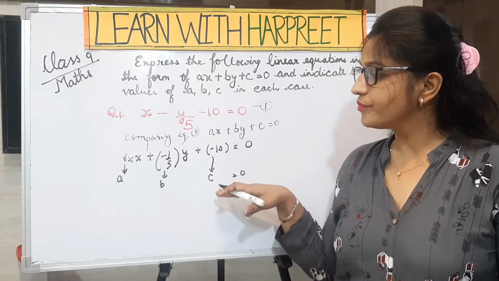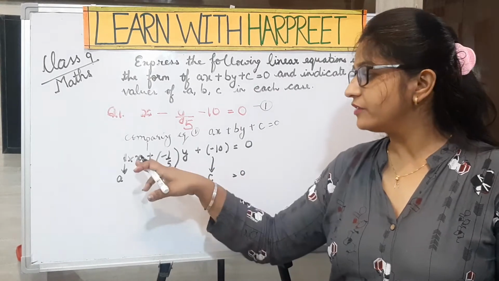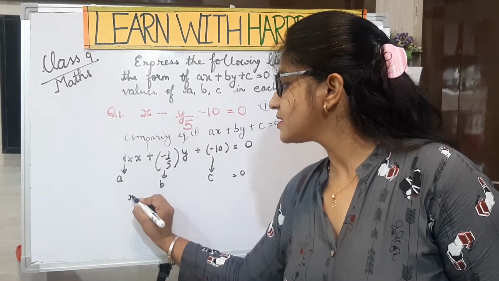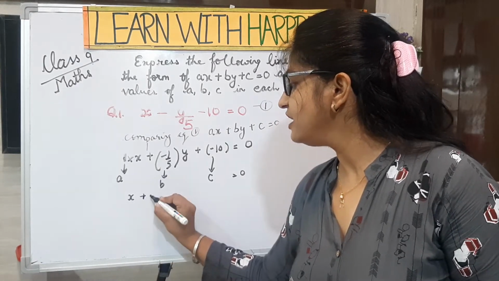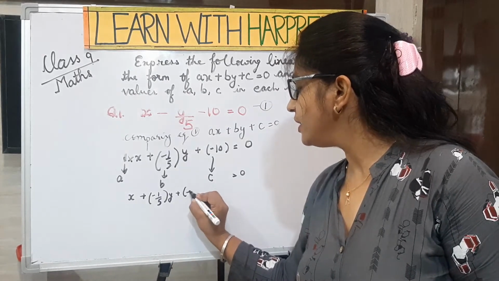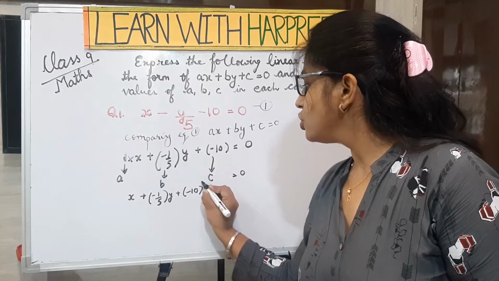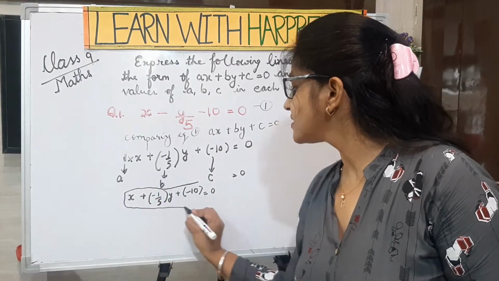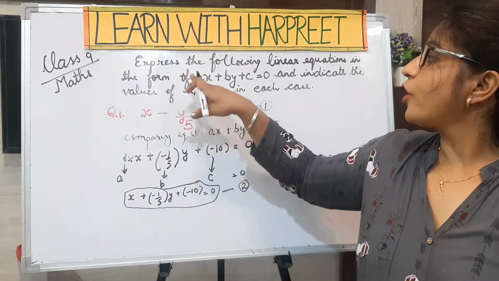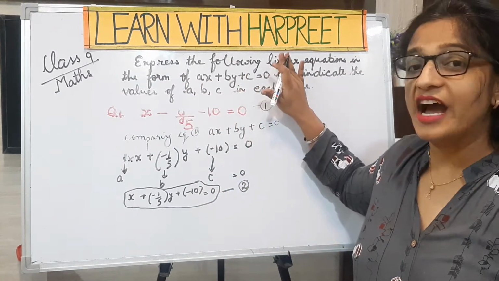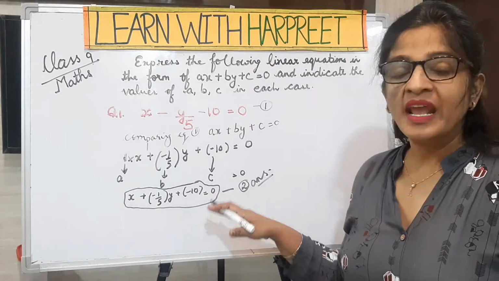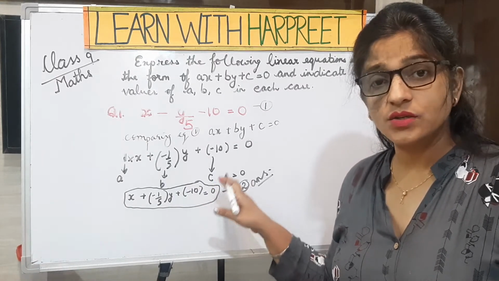I have done my job. I have converted it into ax plus by plus c is equal to 0. So my answer will be: ax plus by, where b is minus 1 by 5 y, and plus c is minus 10, is equal to 0. This is my first answer, which they were asking us to write in the form of ax plus by plus c is equal to 0. We have got the linear equation in that form.